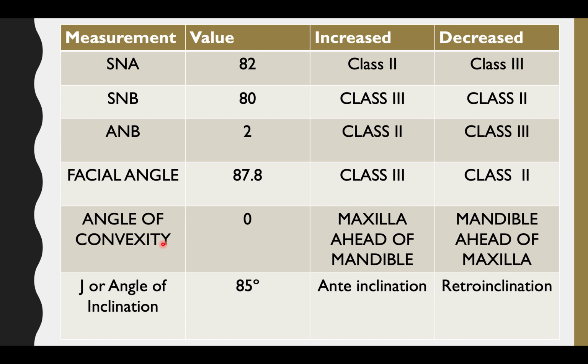And the angle of convexity is also a frequently asked question. Both of these will show you the profile. This is nothing but the NA-A-Pog line. So direct questions like: what is the angle of convexity? It is normally 0 degrees, and a minus value will show you a normal profile. With an increased value, that means maxilla is ahead of mandible, a positive value, and a decreased value, that is in the more minus values, that is a mandible ahead of maxilla. And coming to the J angle or angle of inclination, the normal value is 85 degrees, it shows the rotation.